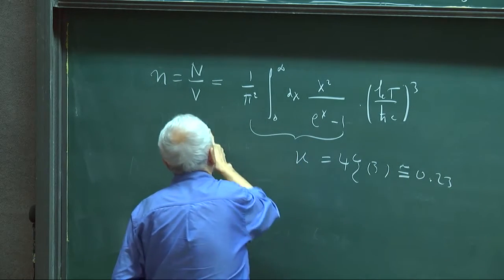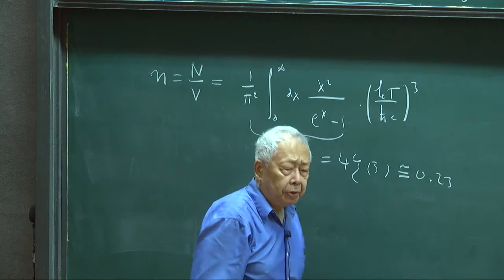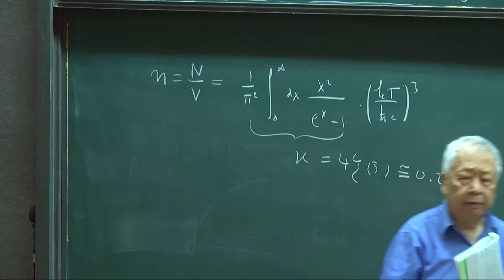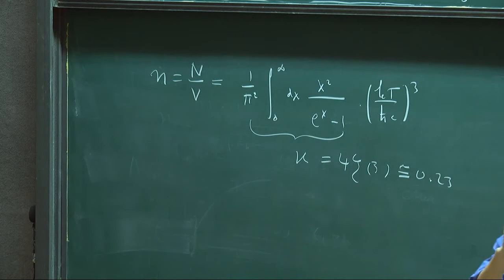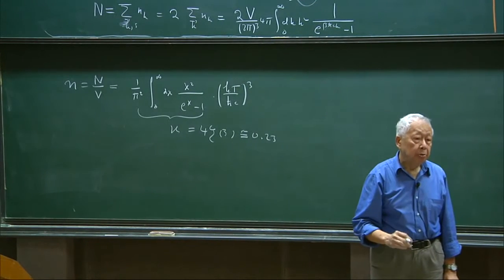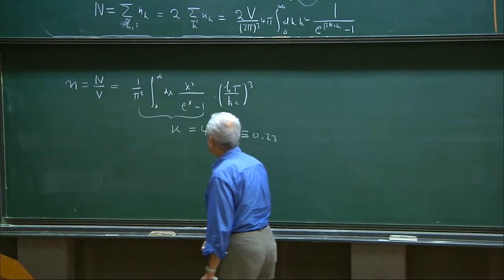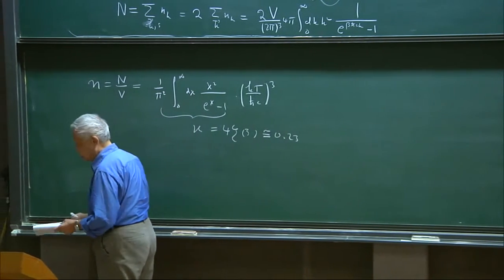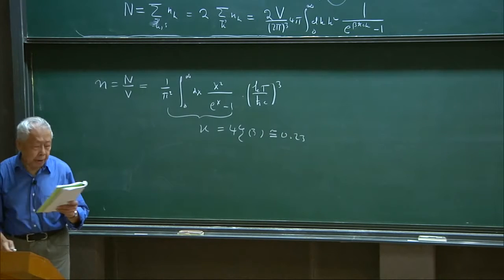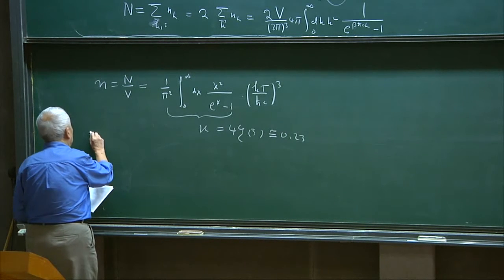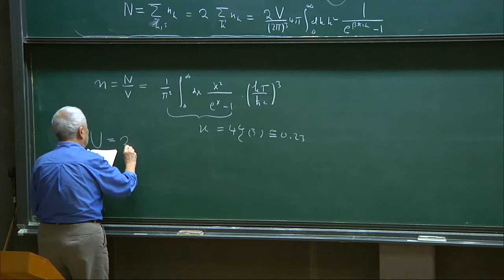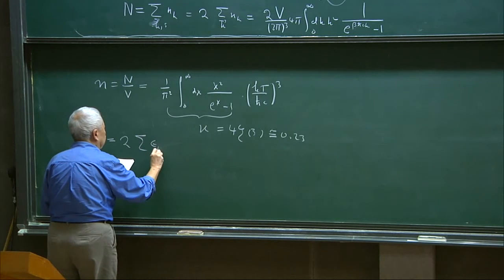So the density of the number of photons goes like the temperature cubed. If you take a black body cavity, heat it up, the number of photons inside on average goes up like the temperature cubed. And the internal energy is equal to 2 times the sum of epsilon_k Nk.